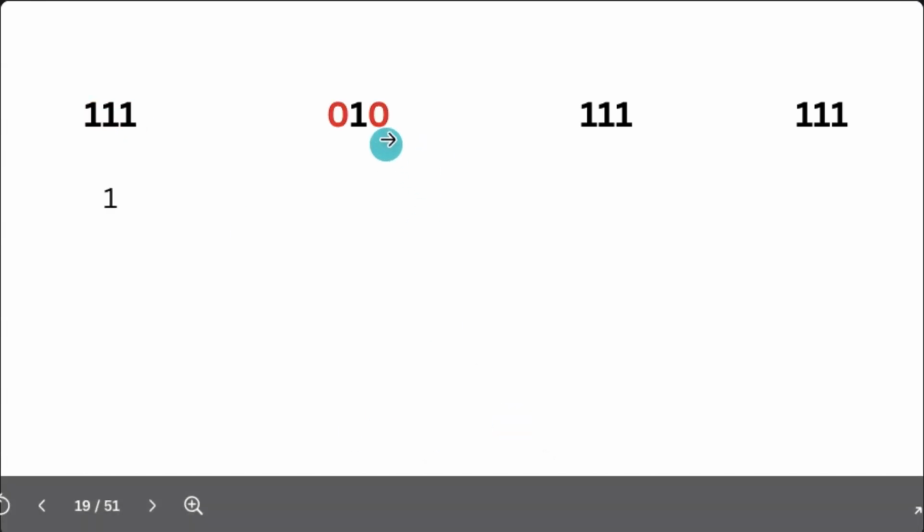Our second group, the majority is 0. Our third group, the majority is 1. And for the last, the majority is also 1. Using repetition, we reconstructed the original data as 1011.